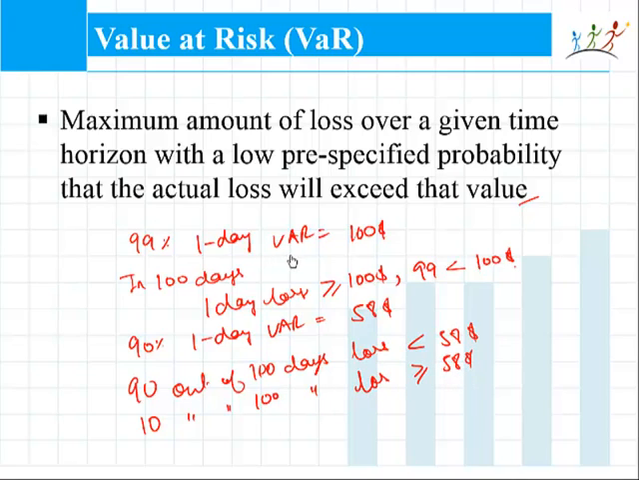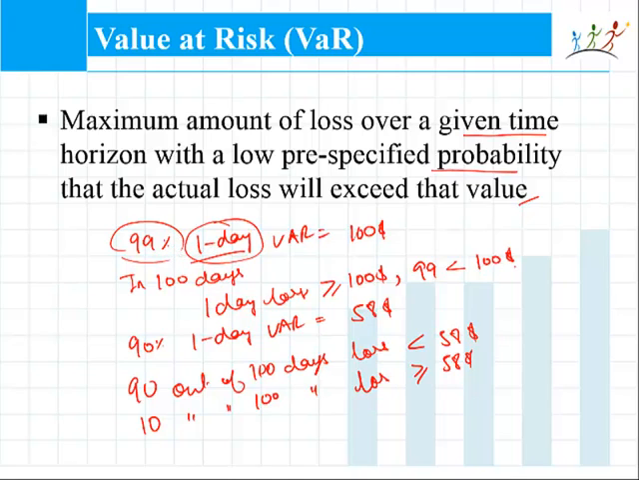So that's the definition of value at risk. Please note, it is specified over a given time horizon. For example, in this case it is a one-day VAR, and it is always specified with a probability. So there has to be a 99% one-day VAR, or a 90% 10-day VAR, or a 96% 100-day VAR. So VAR always is defined within a time period and with a pre-specified probability.